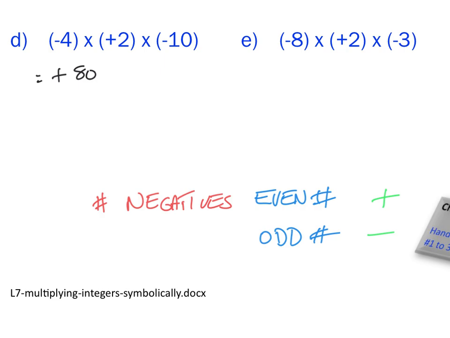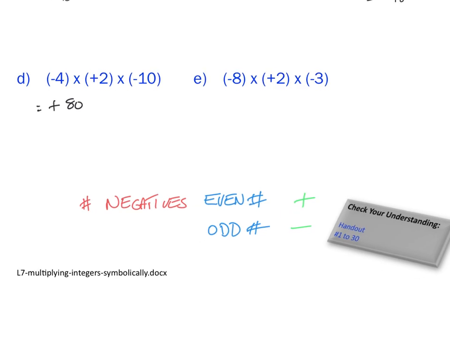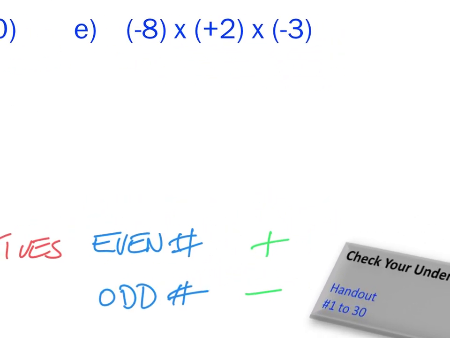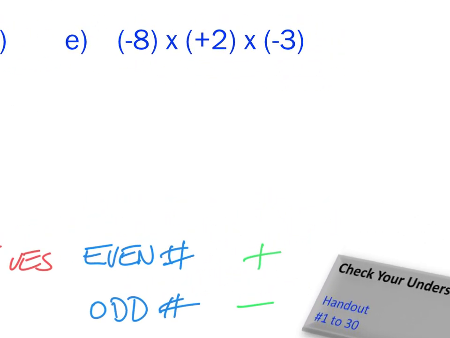So let's do one more example here. Next question, is the number of negatives odd or even? So the answer is going to be great. And 8 times 2 is? 16 times 3 is? 48. There you go. It's positive 48.